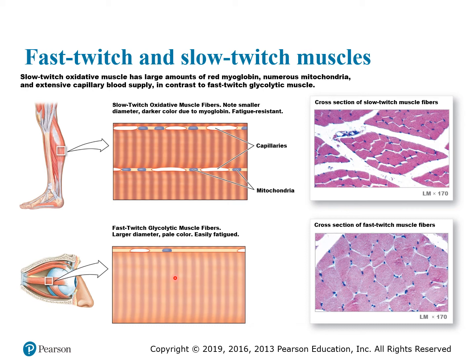We actually have two types of fast twitch muscles that we are going to talk about right now, but an example of where we have some of our fast twitch muscles would be the muscles that would help you move your eyes.